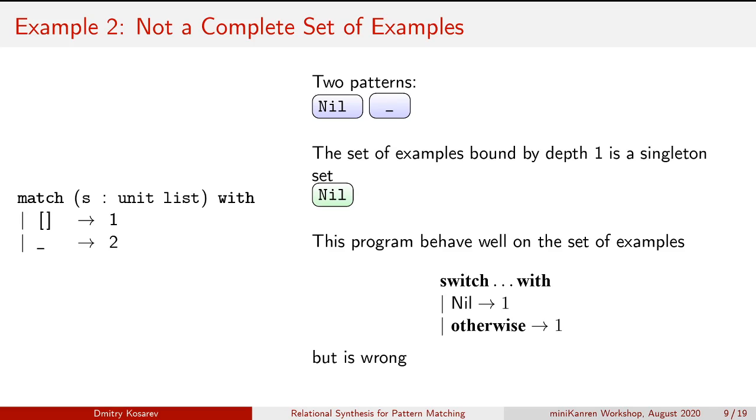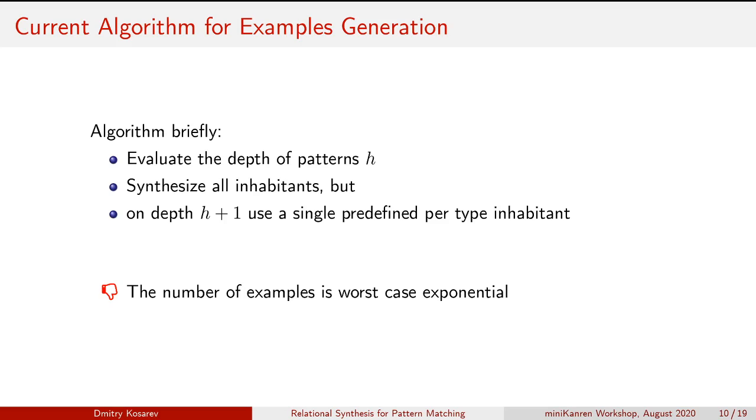This means that our set of examples is not a complete set of examples. Enumerating inhabitants until a certain depth of patterns is not correct, but we can repair this algorithm. What we actually do is evaluate the depth of the patterns and synthesize all inhabitants of the scrutinee type, but on depth h+1 we use a single predefined per-type inhabitant. If the synthesized program doesn't look too deep into the scrutinee, this algorithm will give us a complete set of examples.